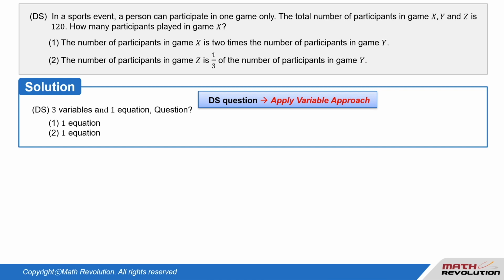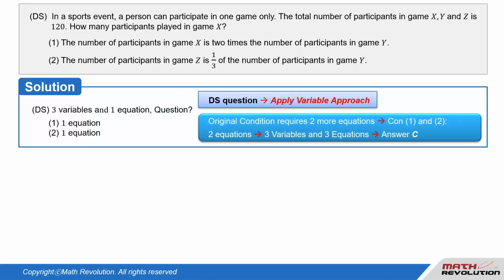Now, 3 variables and 1 equation would generally require 2 more equations to give us the value of the variables. We know that each condition would usually give us an equation each, thus resulting in a total of 3 equations, 1 each from the original condition, condition 1, and condition 2. Since we then have 3 equations and 3 variables, the resulting equal number of equations and variables should logically give us an answer of C.